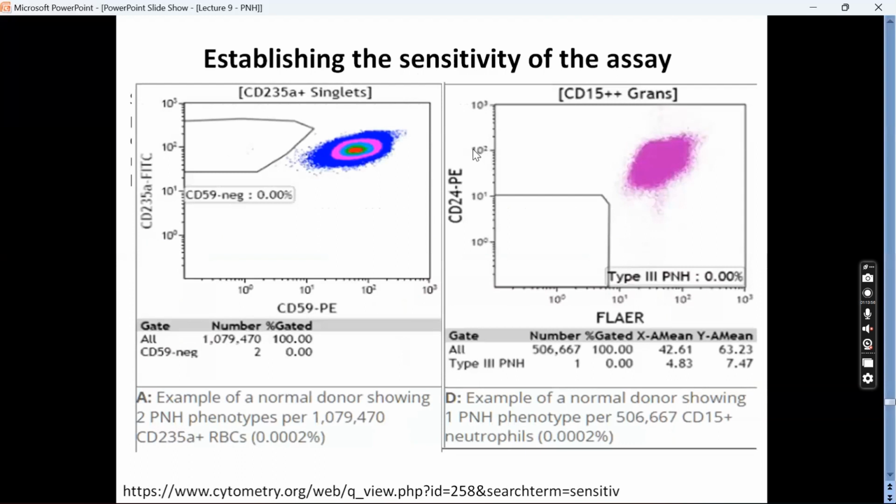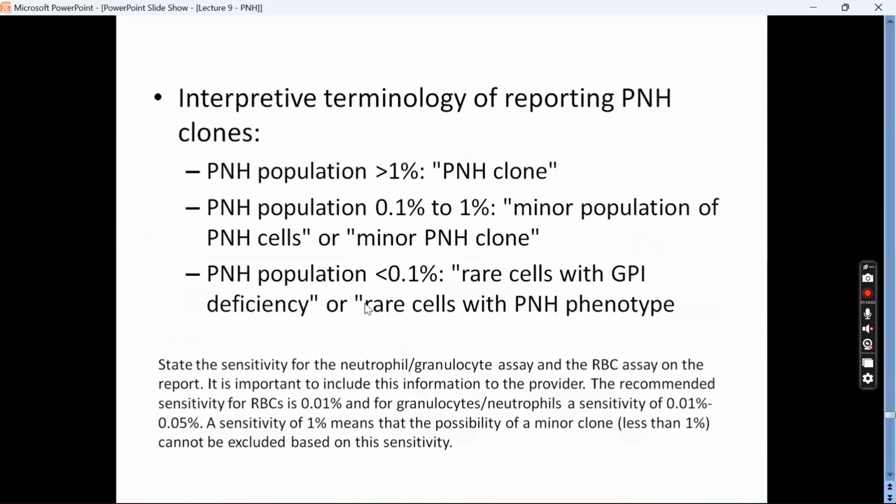Okay. So again, this is like dilution experiments. Now someone asked a doubt, so here comes the answer: how to interpret the terminology of reporting PNH clones.